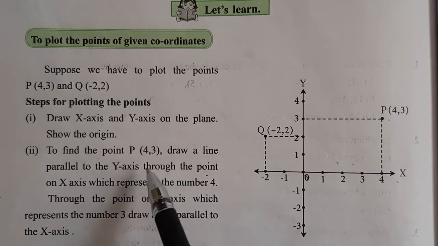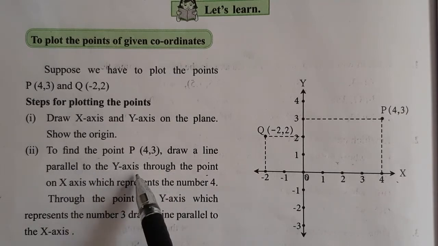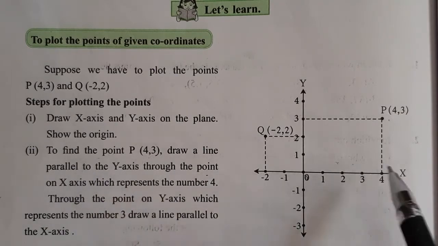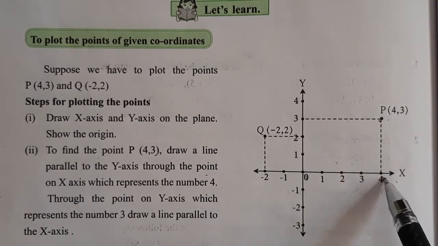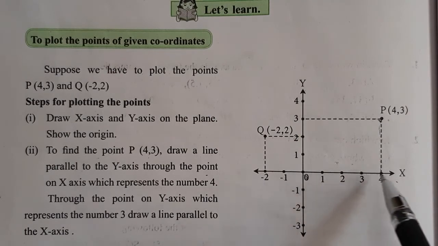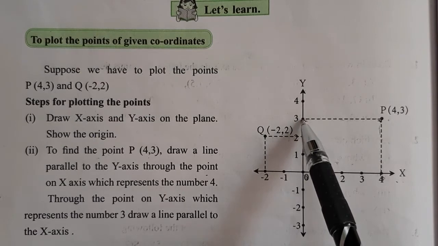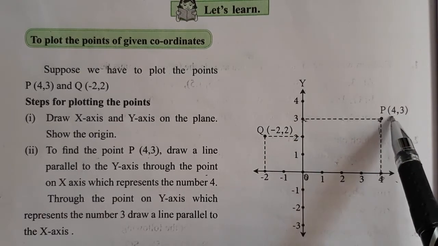To find the point P (4, 3), draw a line parallel to the y-axis through the point on the x-axis which represents the number 4. Point P has coordinates 4, 3, which means its x coordinate is 4 and its y coordinate is 3. So we draw a line parallel to the y-axis which passes through the point 4. Similarly, we draw a line parallel to the x-axis which passes through the point 3 on the y-axis. So here point P represents 4, 3.